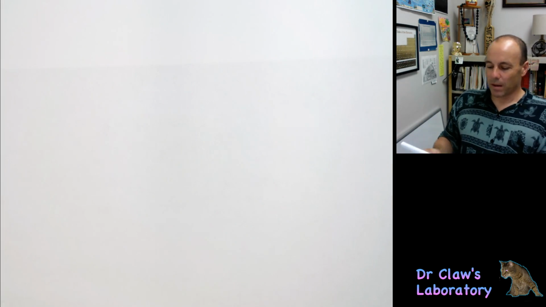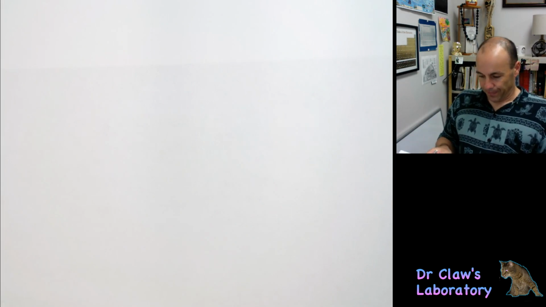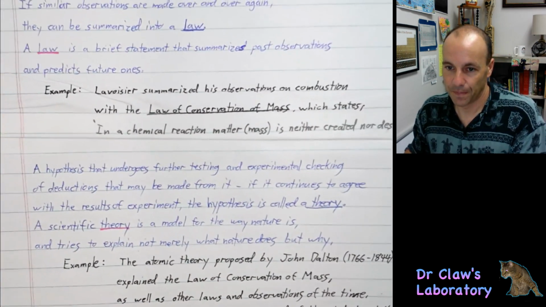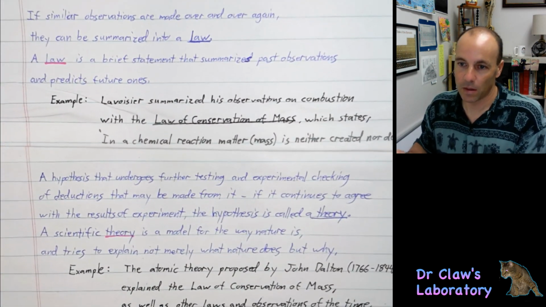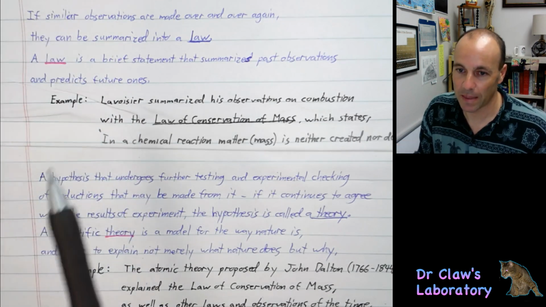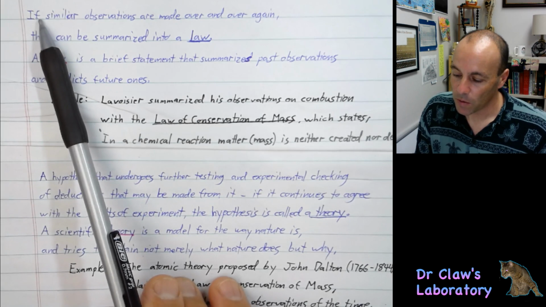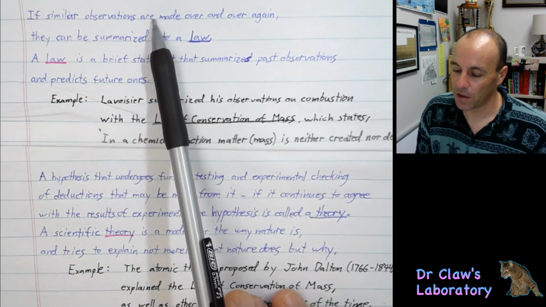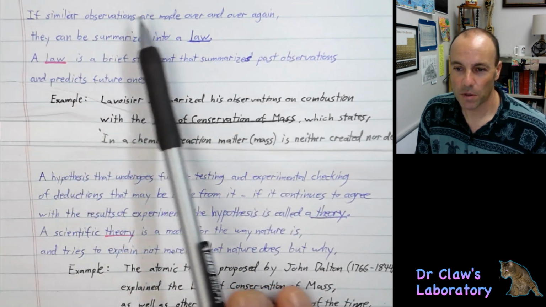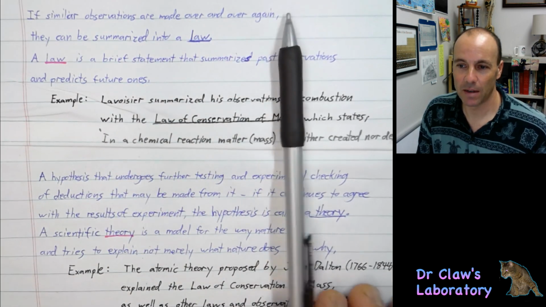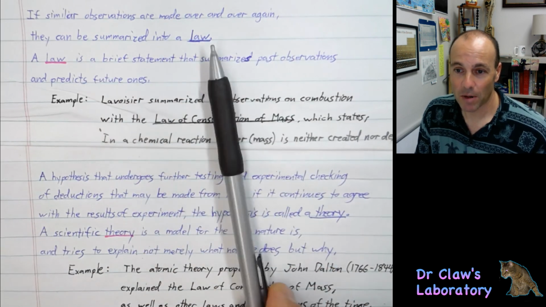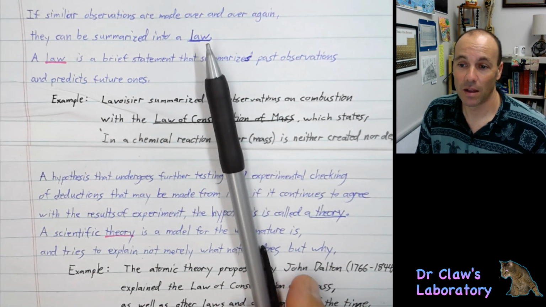Now, what about laws and theories? Well, let's say a few things about them. Suppose you have similar observations that you make over and over again. So you observe similar phenomena again and again and again. Well, they may be summarized into what's called a law.